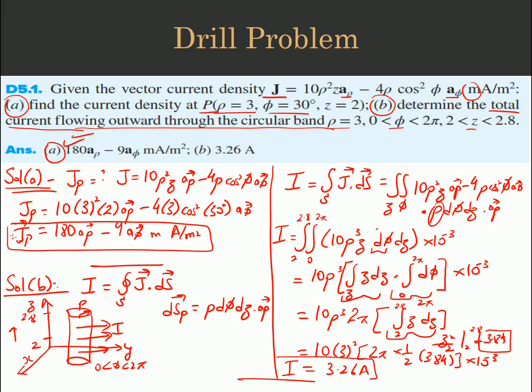Finally, the answer comes out to be 3.26 amperes. So this is the total amount of current that we are getting, and it is the same as shown over here. So this is the solution of using the current density to find the total amount of current.